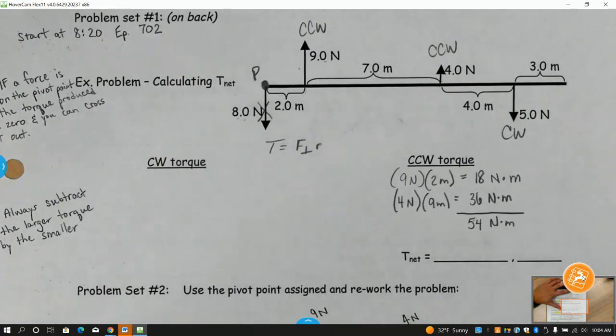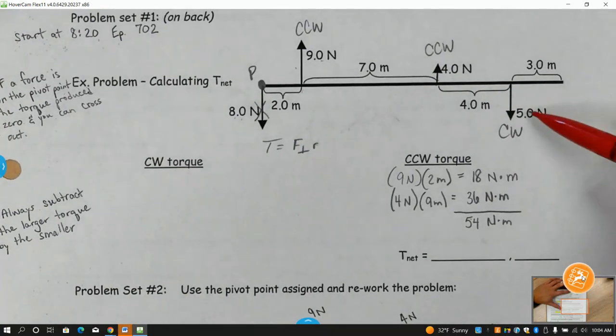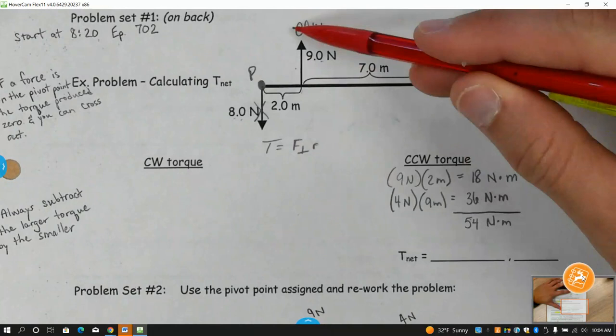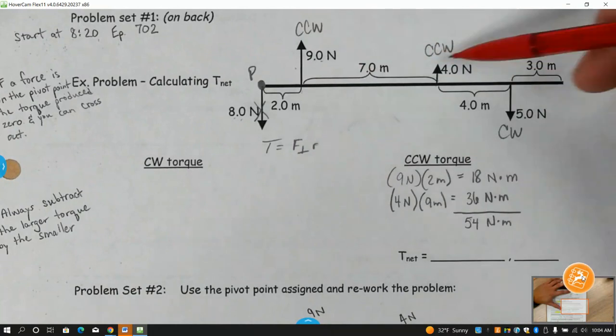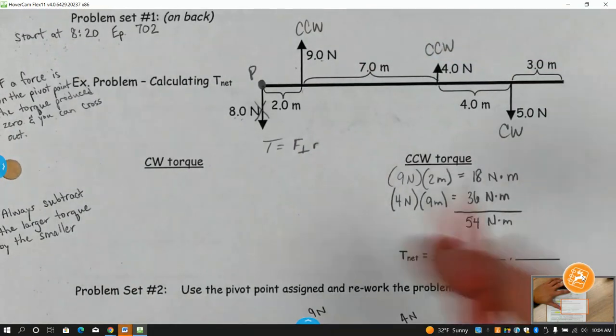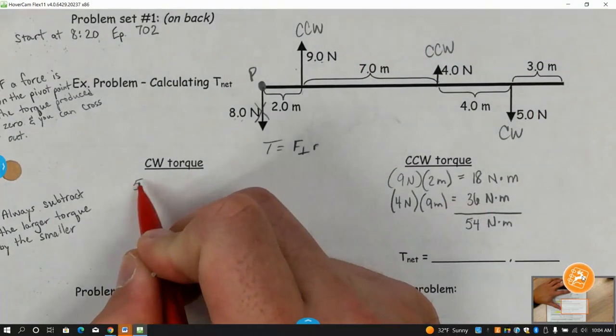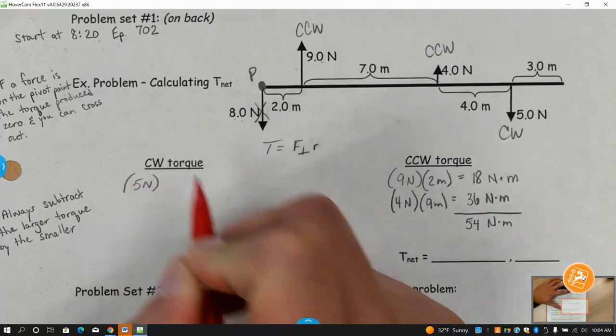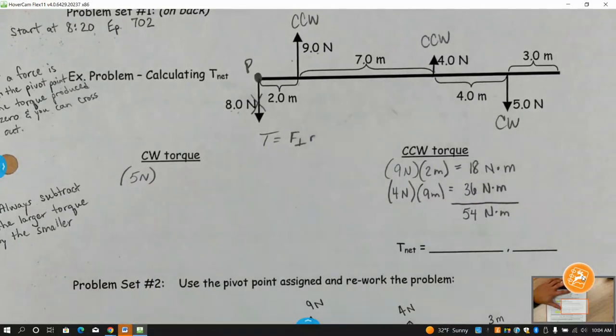Okay, now we need to do our clockwise torques. The clockwise torque here is, this one is clockwise, so this one here will be 5 newtons times... what do you? All right, yeah, pick it.